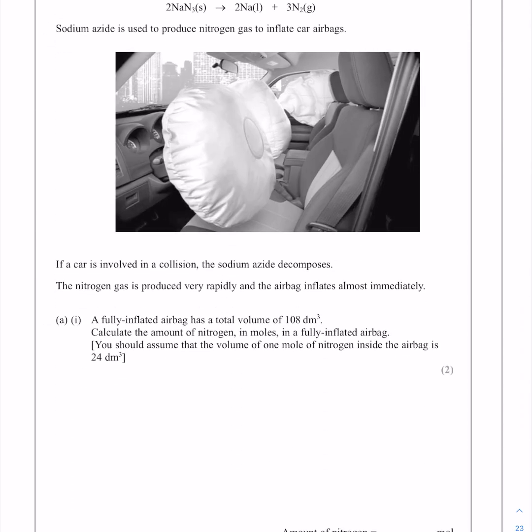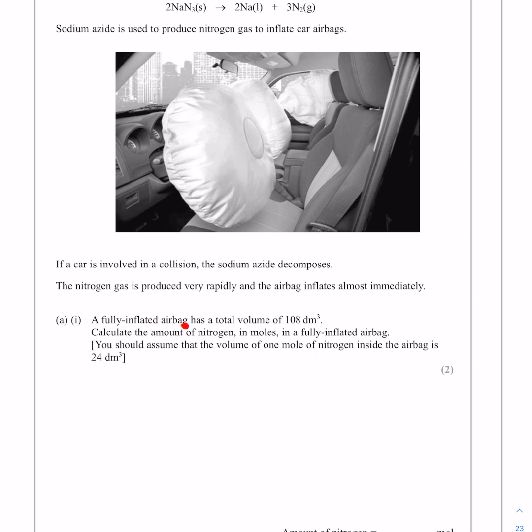Question 17. Sodium azide is a stable compound at room temperature but decomposes when heated to 300 degrees Celsius. The equation for the decomposition is 2 mole of sodium azide give 2 mole of sodium plus 3 mole of nitrogen. Sodium azide is used to produce nitrogen gas to inflate car airbags. If a car is involved in a collision, sodium azide decomposes. Nitrogen gas is produced very rapidly and the airbag inflates almost immediately.